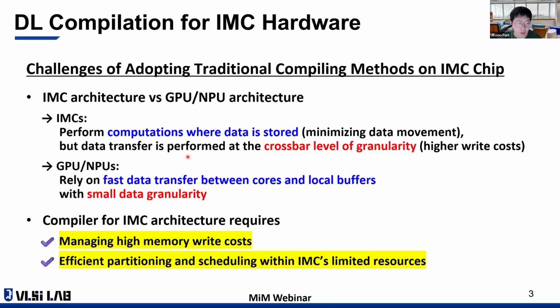On the other hand, GPU and NPU rely on fast data transfer between the cores and local buffers, and the sizes of the cores are different from those in IMC-based designs. These data transfers are also done with smaller data granularity than the crossbar level of granularity. So a compiler for IMC architecture is required to manage the high memory write cost, and it has to efficiently partition and schedule at this level of granularity and within the IMC's limited resources.